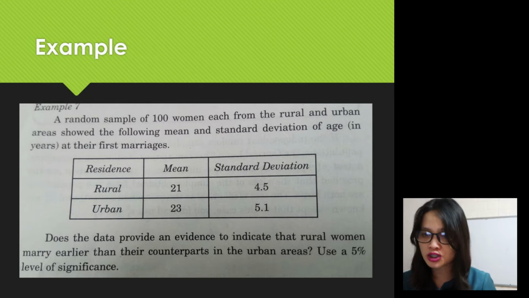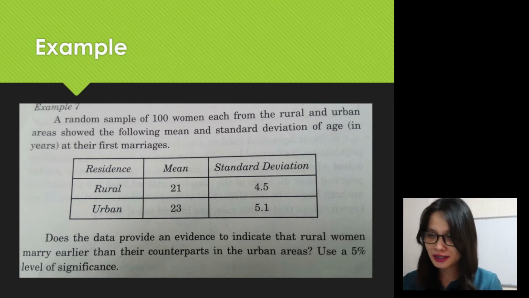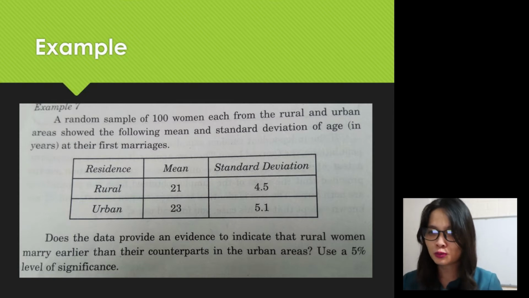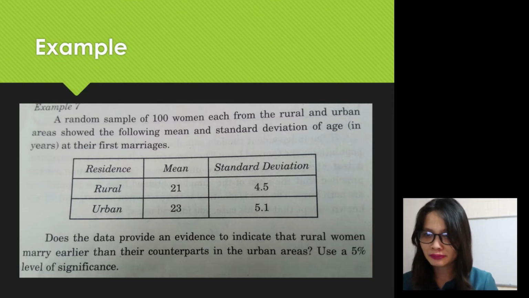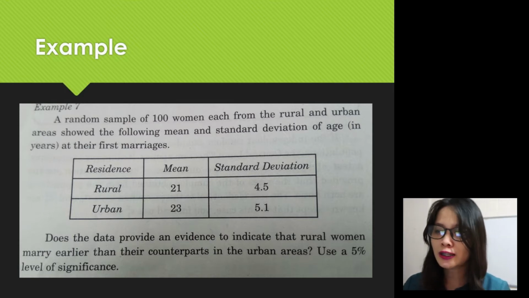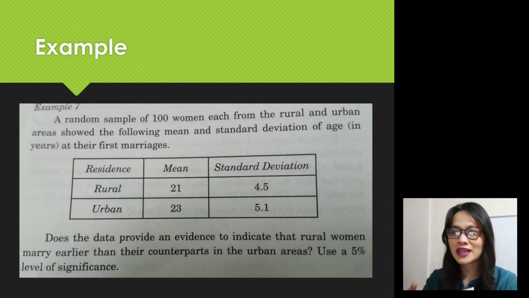The question is, does the data provide an evidence to indicate that the rural women marry earlier than their counterparts in the urban areas? Use a 5% level of significance. Okay, so here we go. First is, how do we examine the given problem?